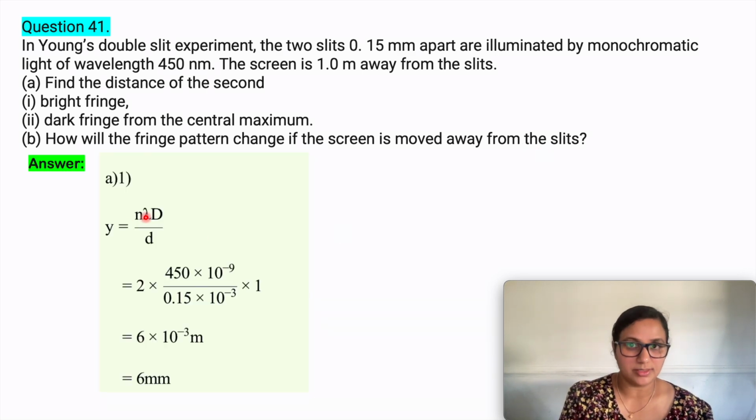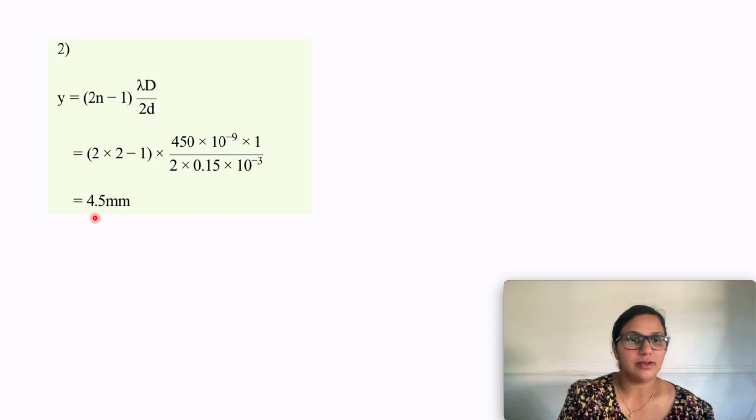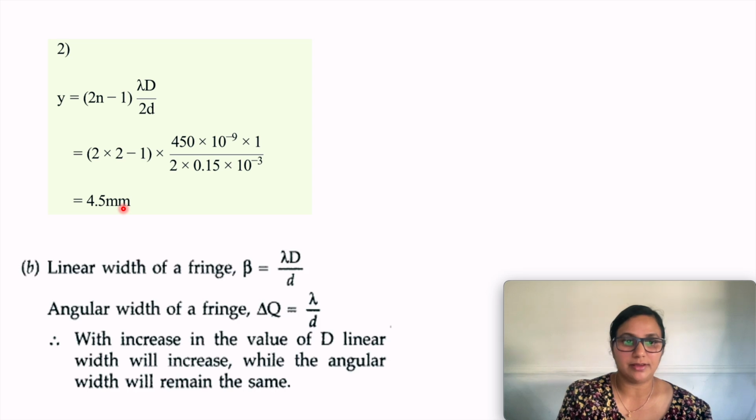For the first part, the distance of the second bright fringe is y is equal to n lambda D by d. Substitute the values, you get it as 6 millimeter. Second one, dark fringe from the central maximum will be y is equal to (2n minus 1) lambda D by 2d. Substitute the values, you get it as 4.5 millimeter. Second part of the question, linear width of the fringe is beta is equal to lambda D by d and angular width is equal to lambda by d. With increase in the value of D, linear width will increase while the angular width will remain the same.